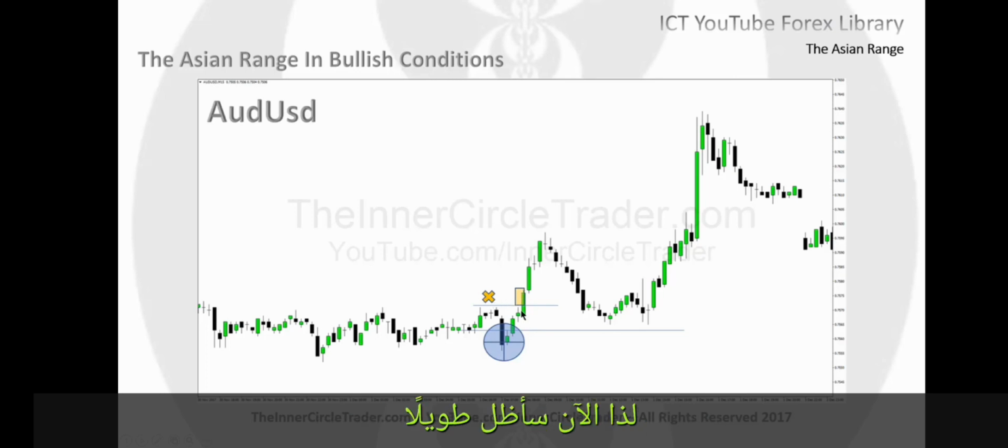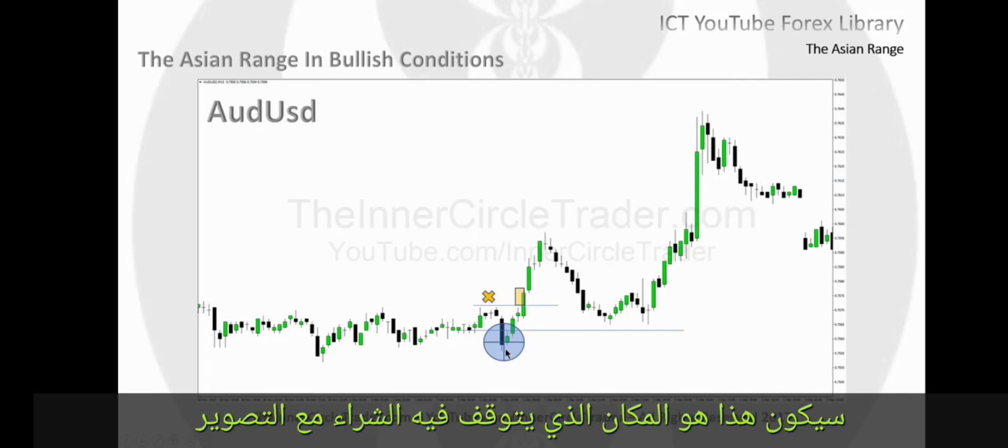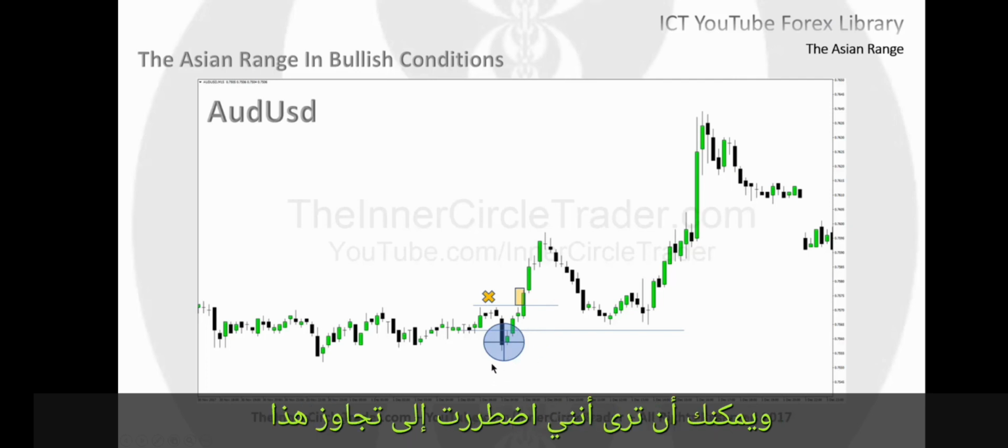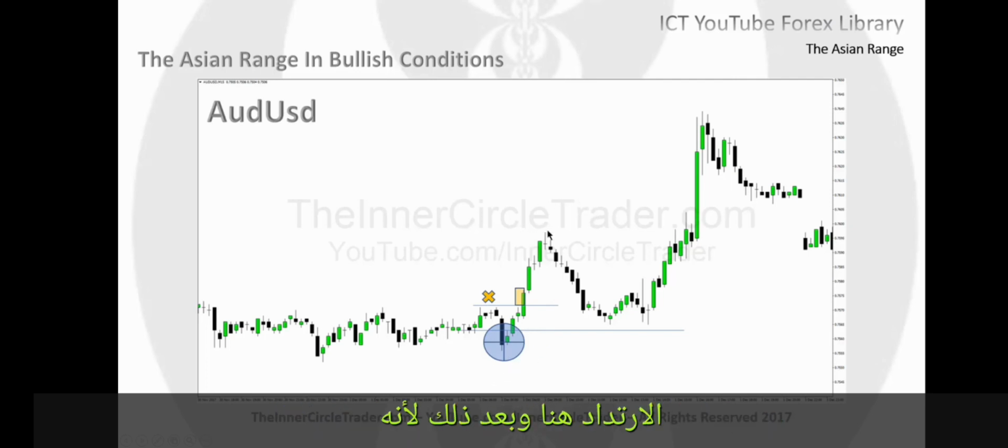So now I would be long here. If I didn't get filled down here below the opening price at midnight, this would be where my buy stop would fill me and my stop loss would be below the low. And you can see I'd have to weather this retracement here and then eventually catch the move later on in the day.